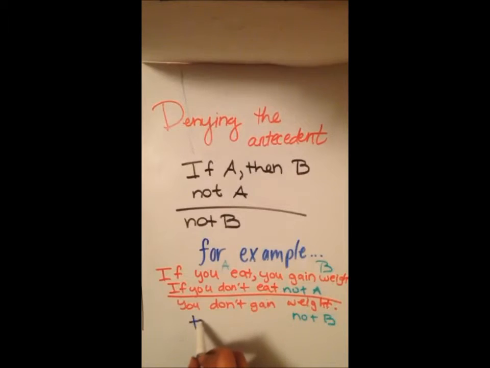Denying the antecedent goes like this: if A then B, not A, not B. For example, if you eat, you gain weight. If you don't eat, you don't gain weight.